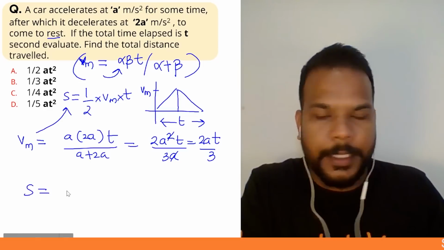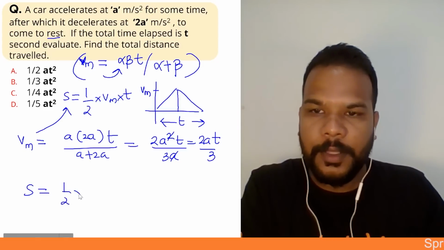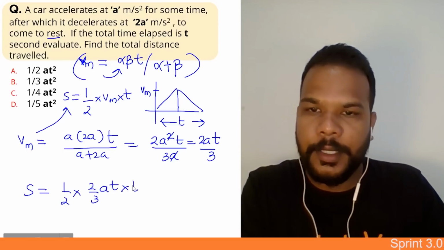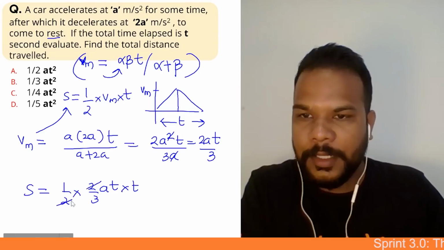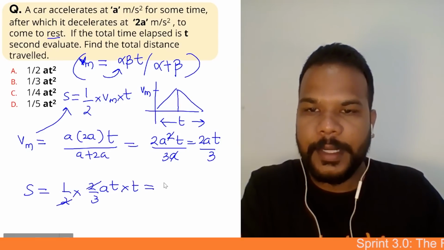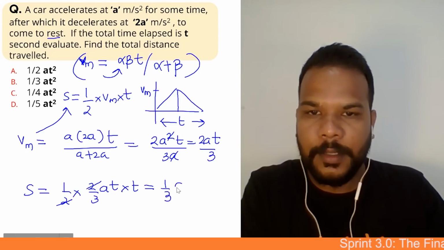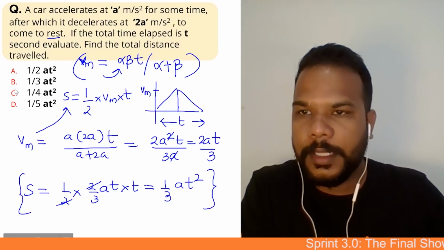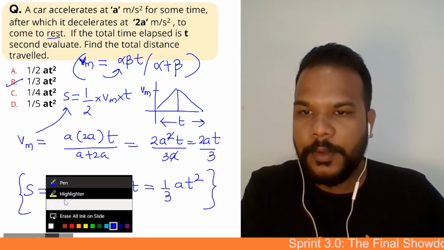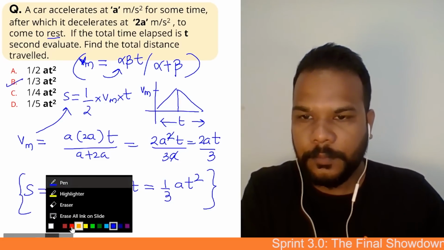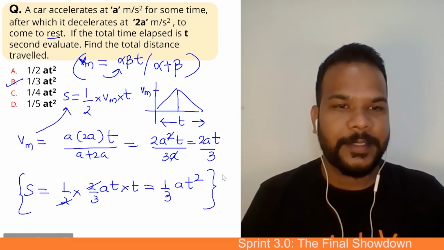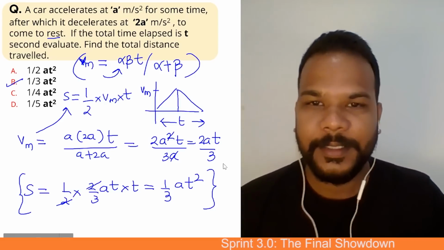Okay, yep. So half vm is 2 by 3AT into T. So you can see 2 cancel हो रहा है. Finally the value that we are getting is 1 by 3 AT square, and very simply we got the answer as option B. Okay, awesome, very nice, awesome response guys, very nice.